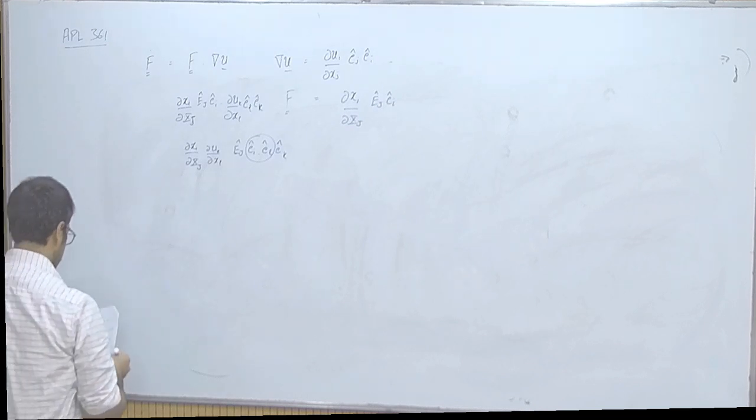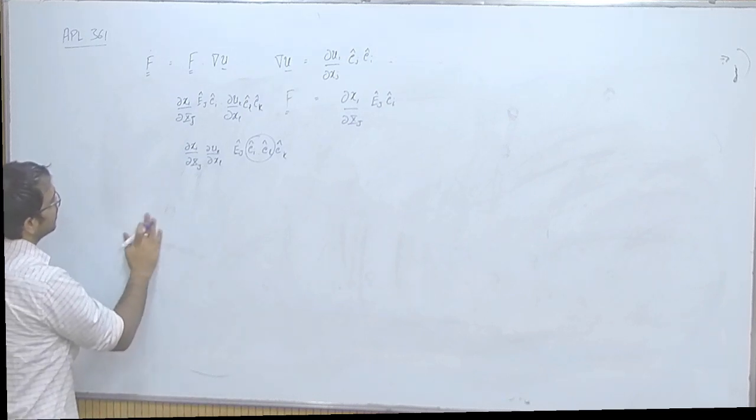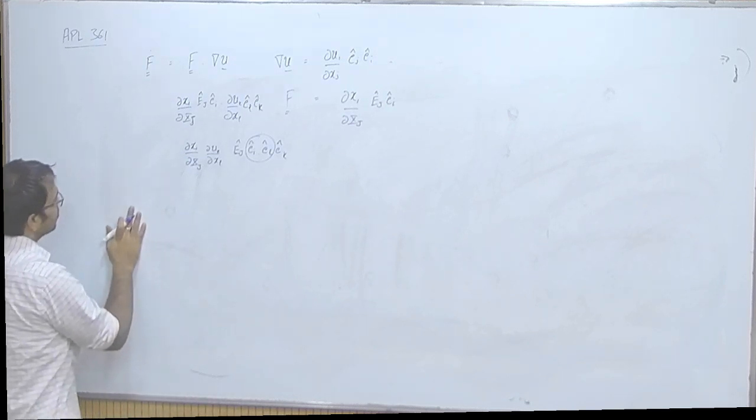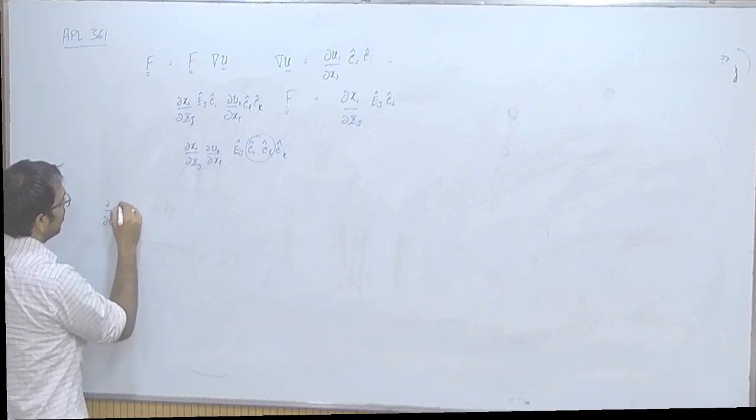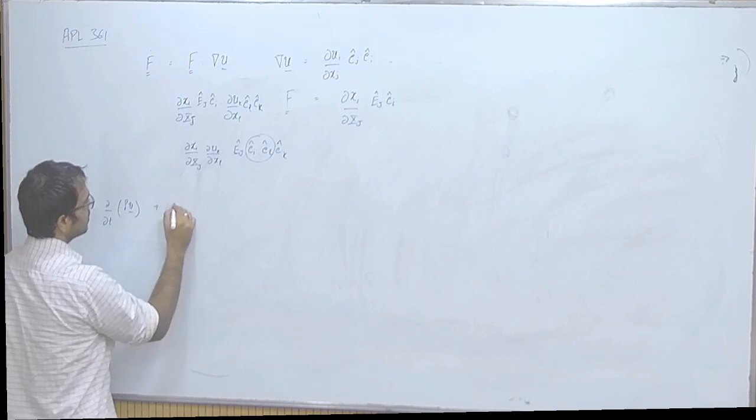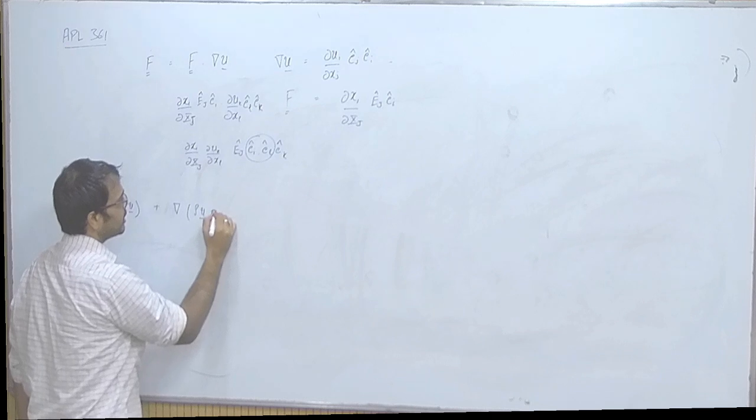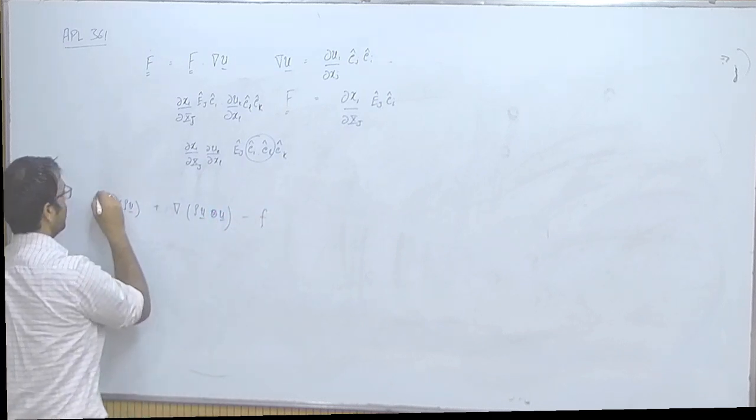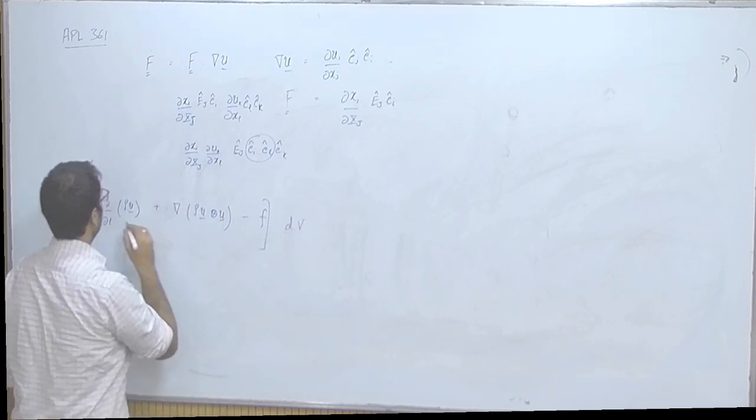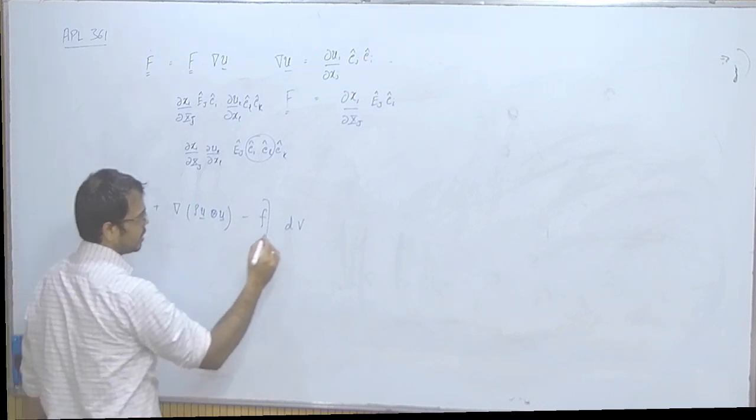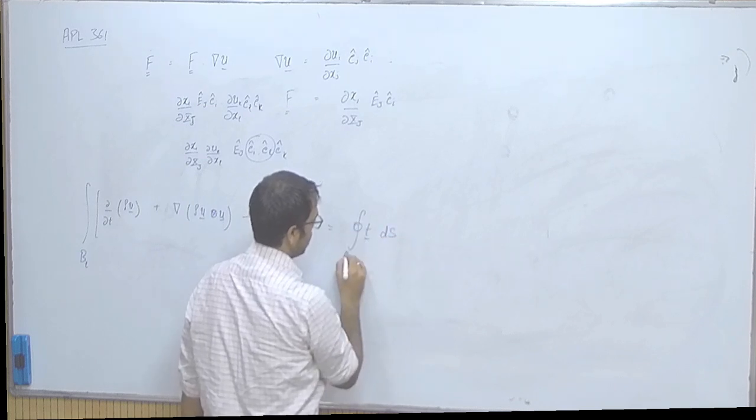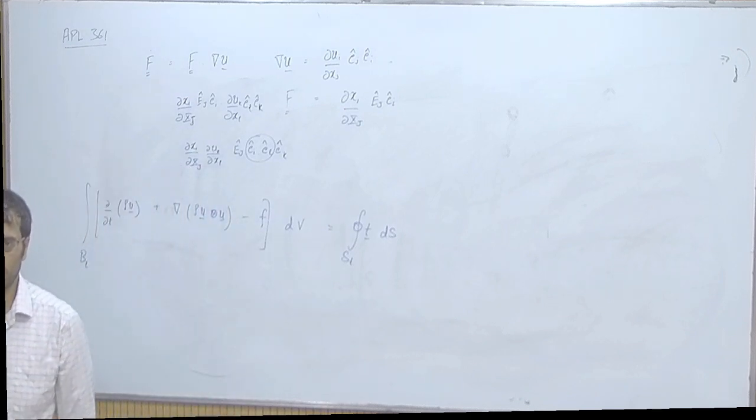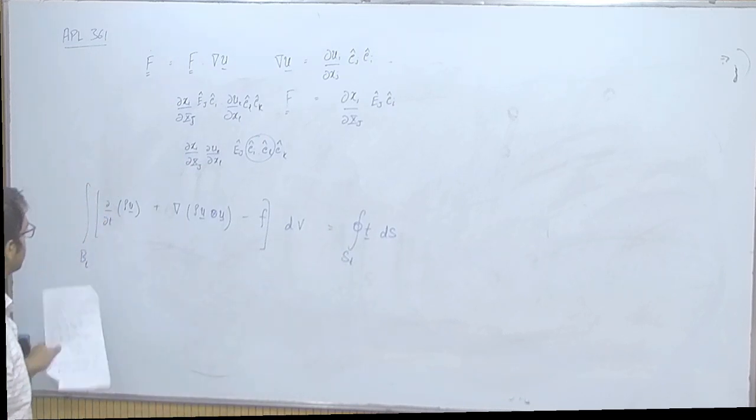All right, so getting this out of the way, resuming with our discussion on the momentum equation. So what had we written in our last class? We had written that del by del t of rho u plus del dot of rho u tensor u minus f, this whole thing integrated over the deformed configuration gives us the traction vector dS, where this St is the surface of Bt.